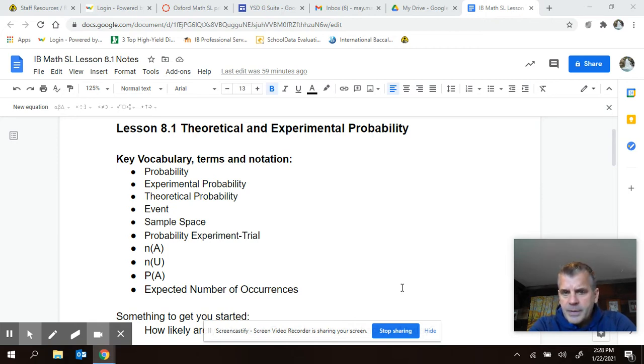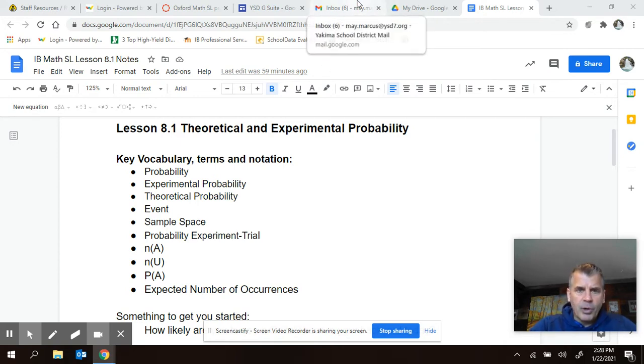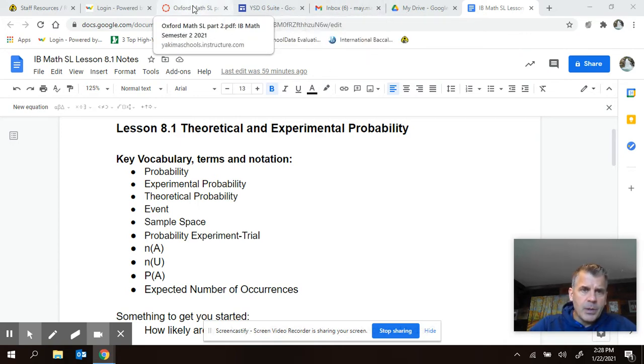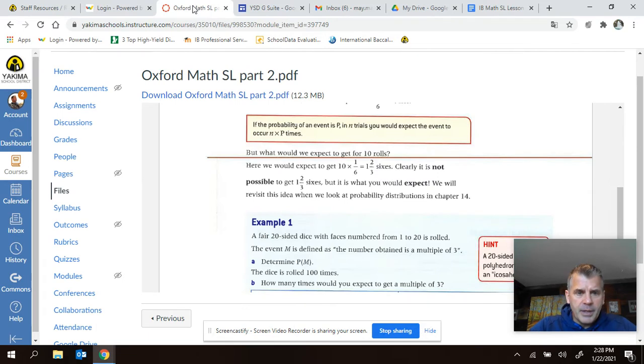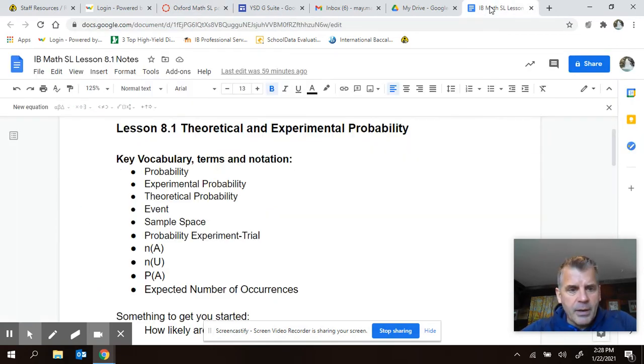Please note that section 8.1, the first part of it, is actually in Canvas under, I believe, the book part 2. And so I'll pull that up here. You can see that. I believe that's in the SL Part 2 PDF. It's at the very top of the modules there. So anyway, just make note of that as you're going in and working with this.